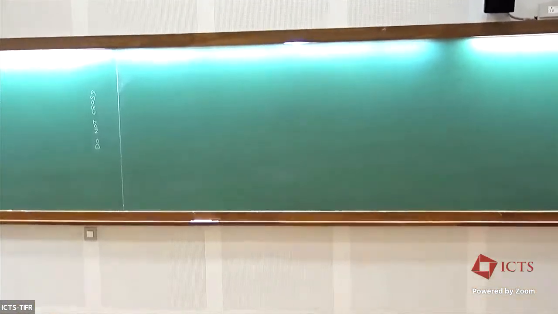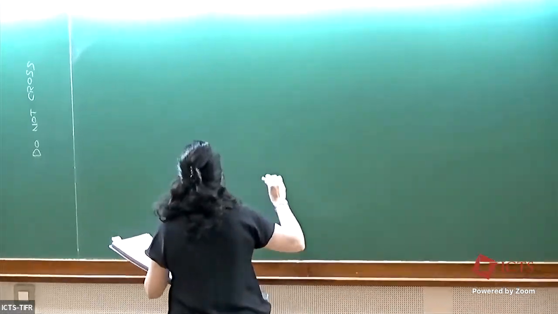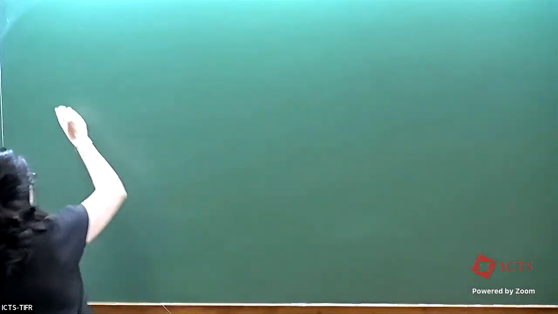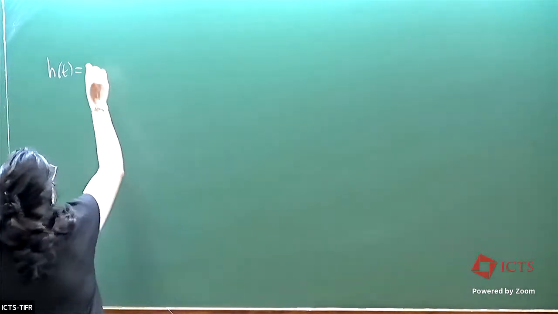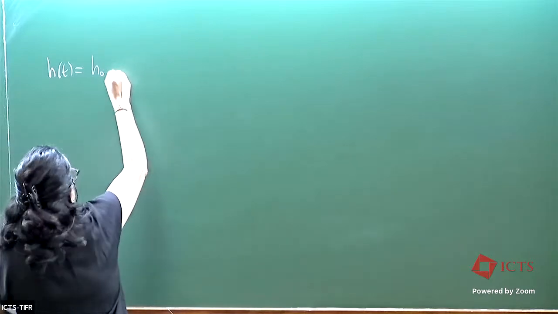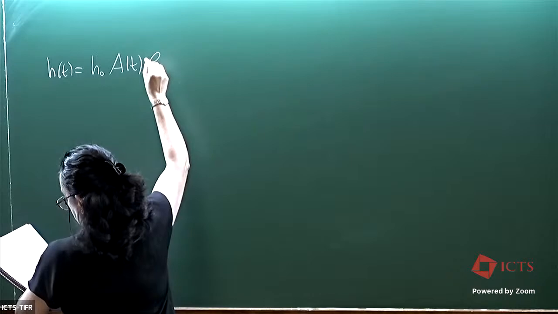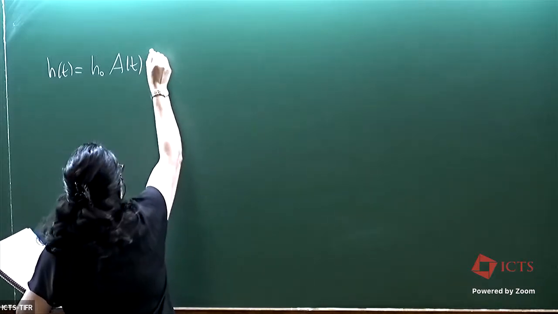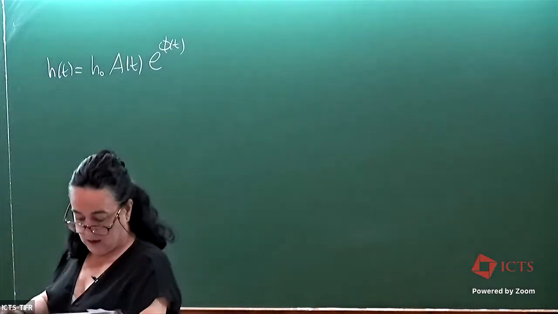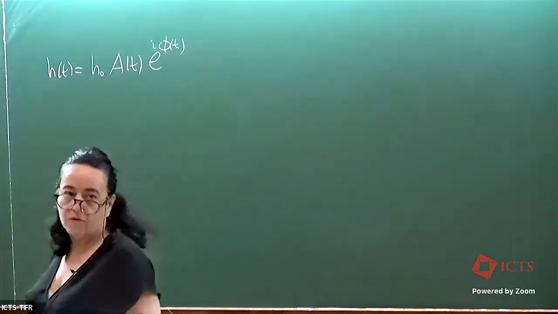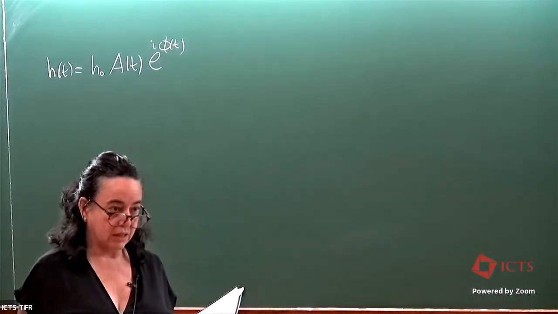So basically I'm going to continue from where I stopped yesterday. And in our case, what we are having is going to be a signal that is almost monochromatic. So it's a continuous gravitational wave signal.